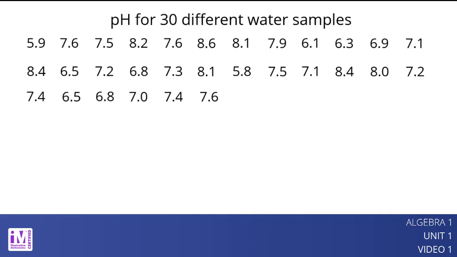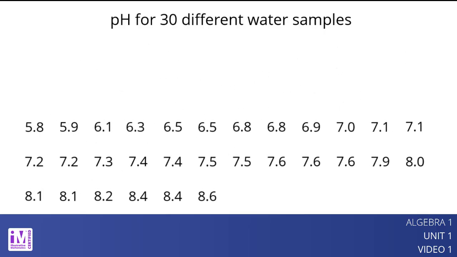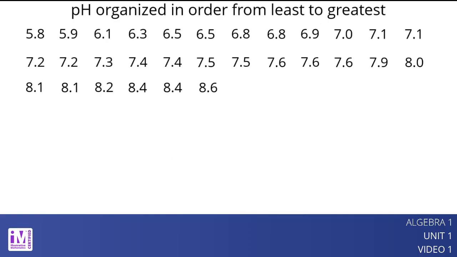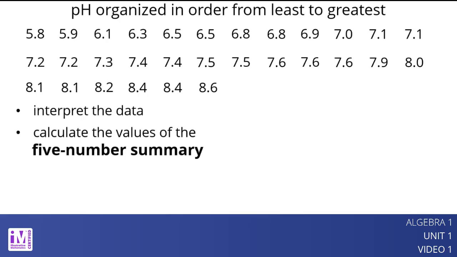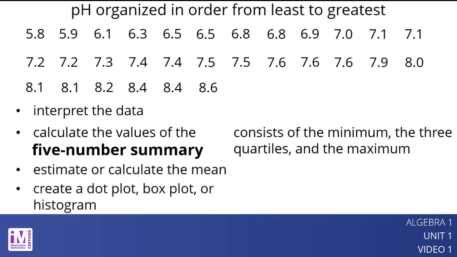Here is the same list organized in order from least to greatest. With the organized list, you can more easily interpret the data, calculate the values of the 5-number summary. The 5-number summary consists of the minimum, the 3 quartiles, and the maximum. Estimate or calculate the mean, and create a dot plot, box plot, or histogram.